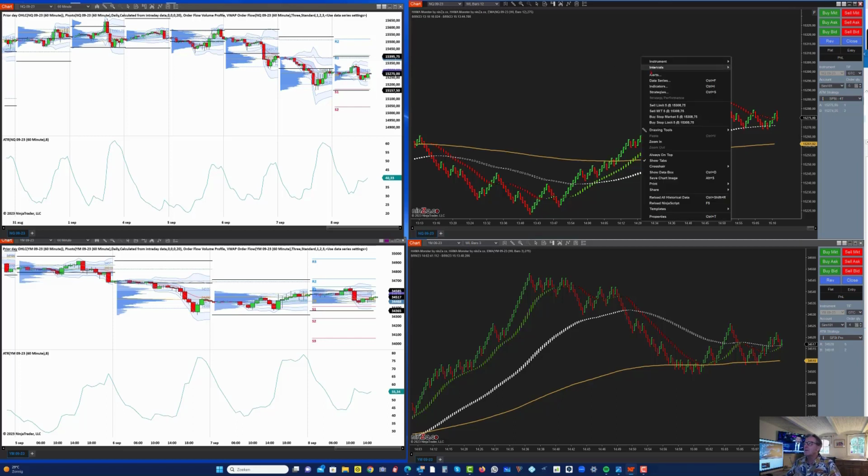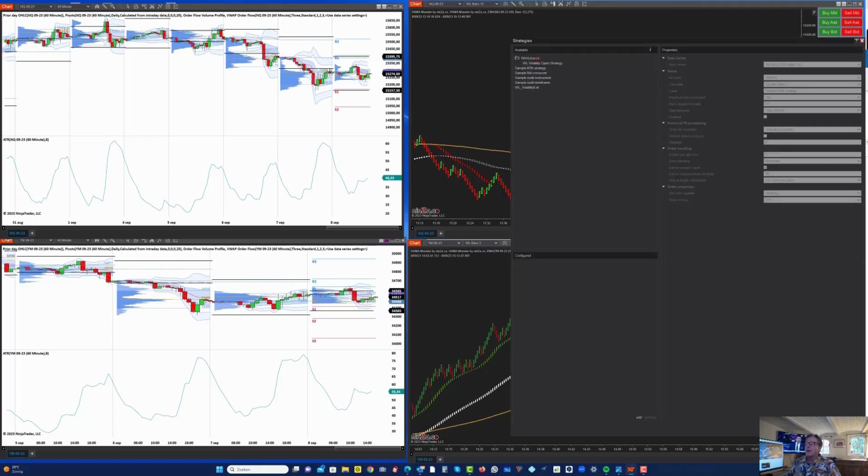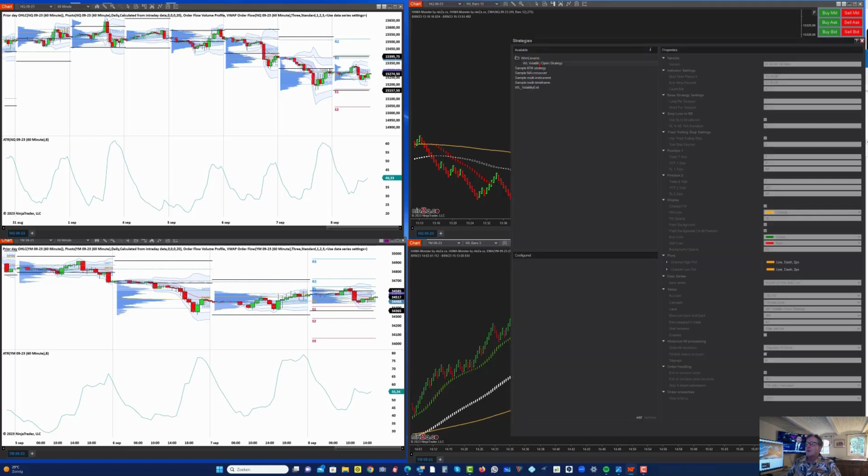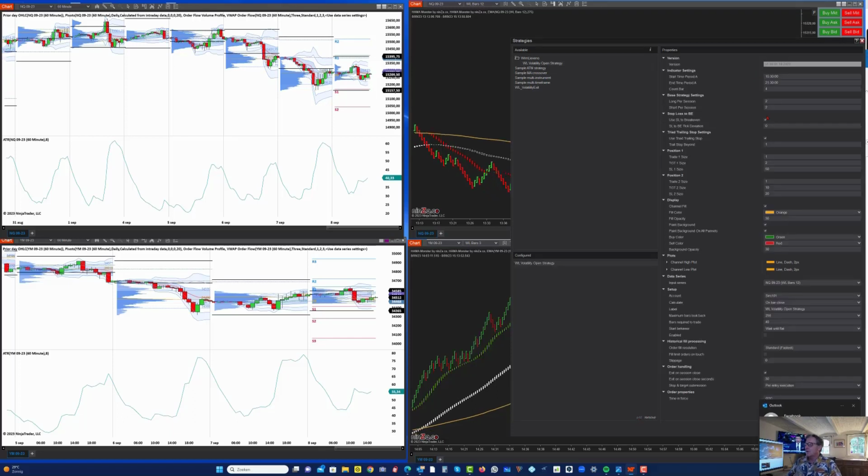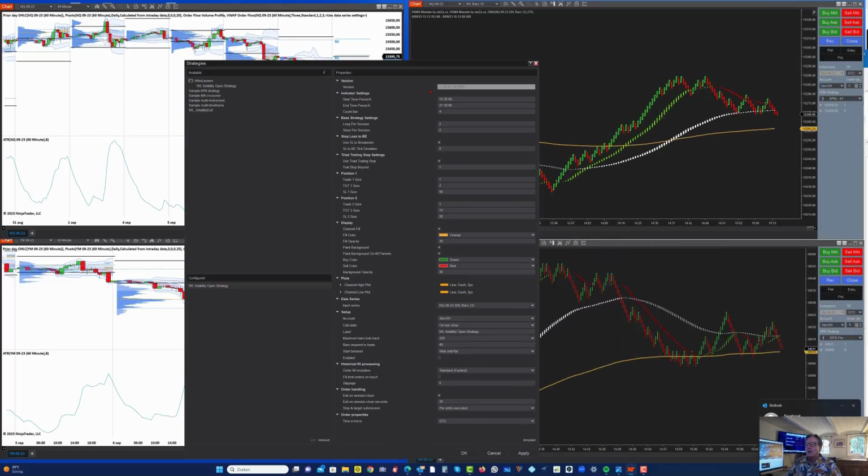Right click in the chart, strategies, you double click on Wim Lievens, you add the strategy. Here you have all the settings we discussed. I will leave the 4 count bar here. Of course, the starting time for me is 3:30 in the afternoon. You have to adapt that to your time zone.